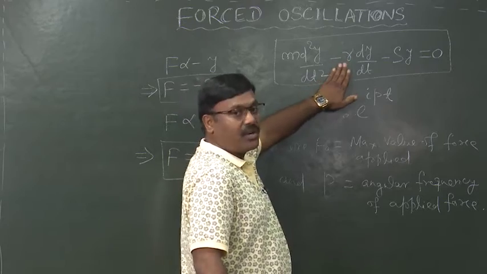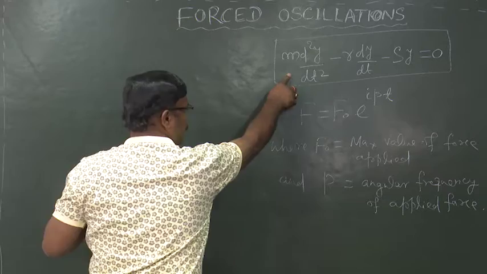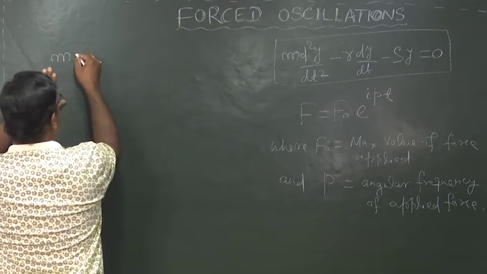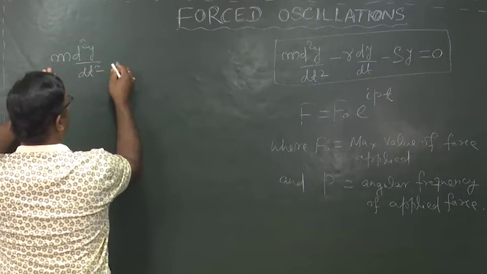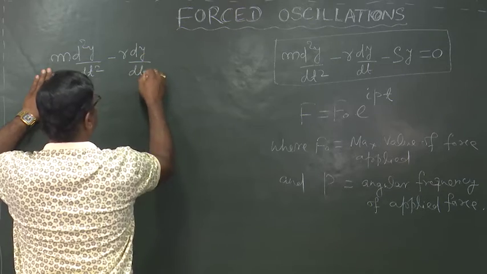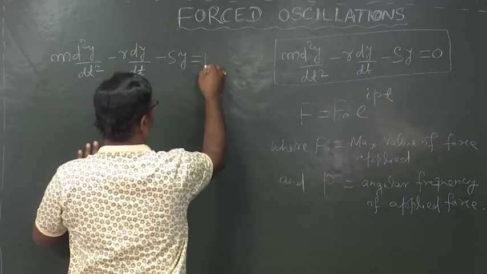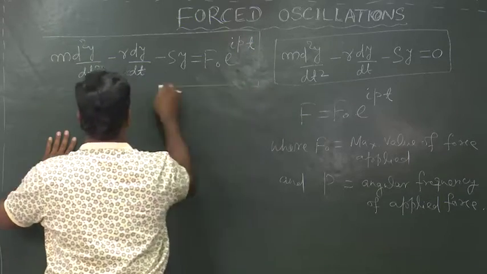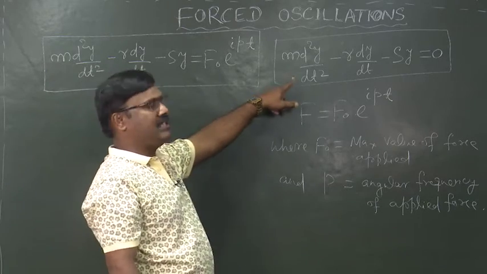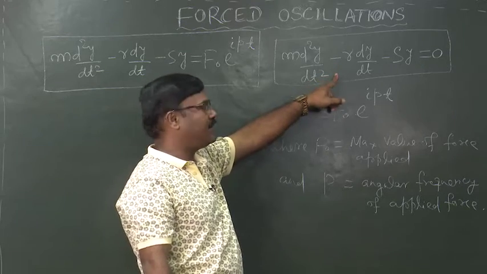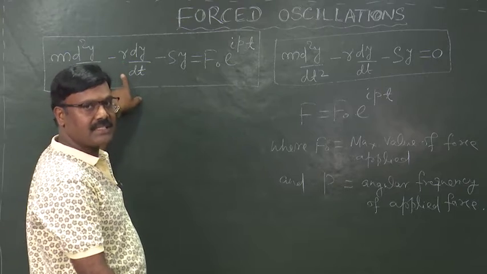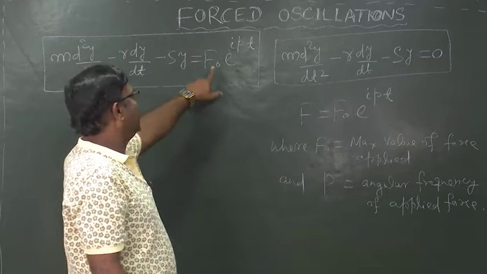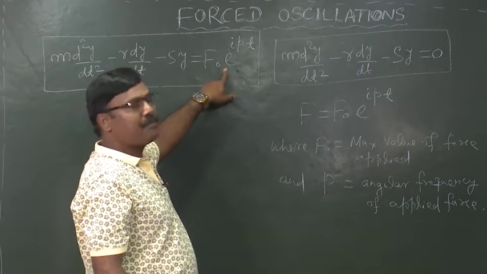Now, if this periodic force is applied on a damped oscillation, then the motion becomes undamped, and hence this equation can be modified into the new form as m d square y by dt square minus r dy by dt minus sy is equal to F0 e to the power i pt. Now, let us compare this equation with the earlier one. The earlier equation represents the differential equation for damped oscillation, and this equation represents the differential equation for undamped oscillation, and this is known as your forced oscillation because this term represents the applied force.